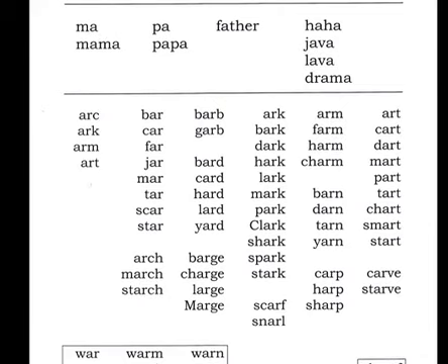Now, you'll notice that when that A-R spelling form is preceded by a W, it changes the sound. For example, W-A-R is not pronounced like bar, even though it's in the A-R spelling family. It's pronounced war.